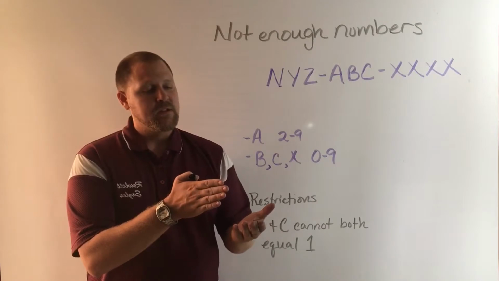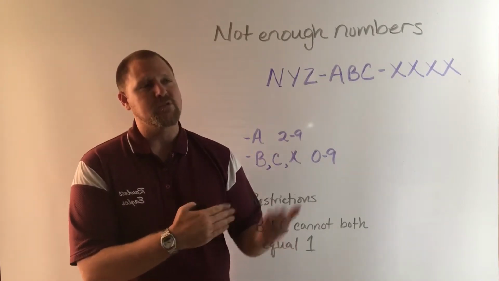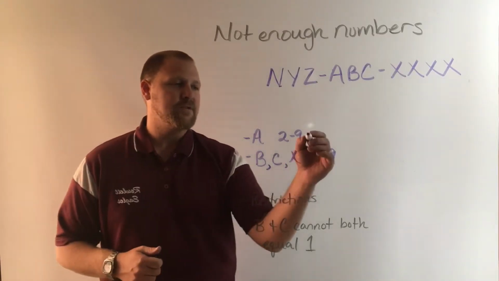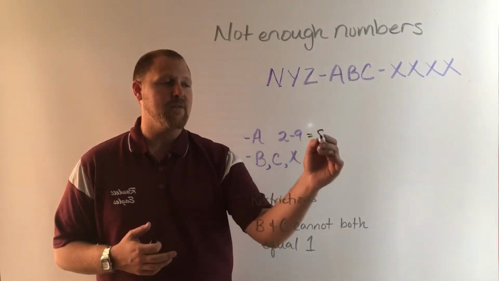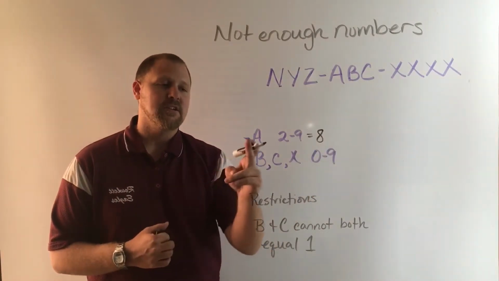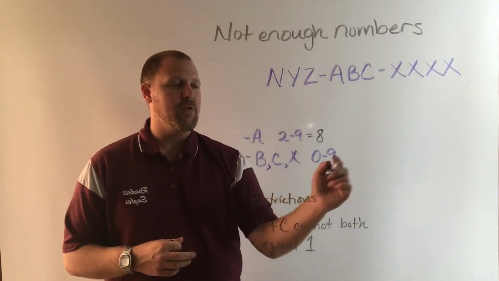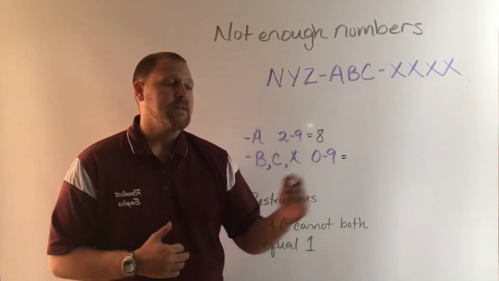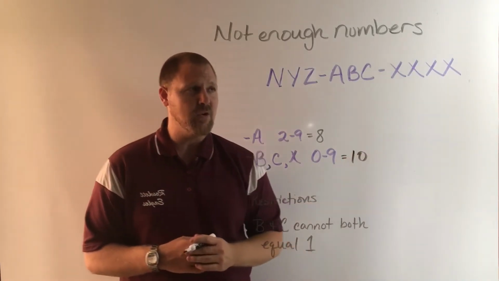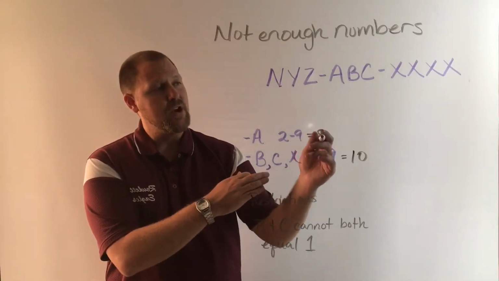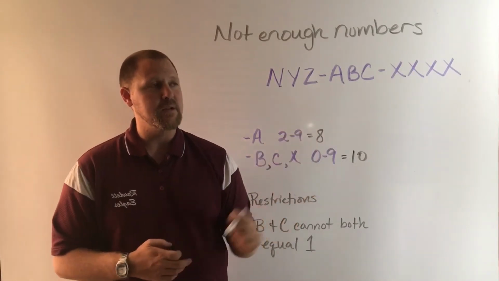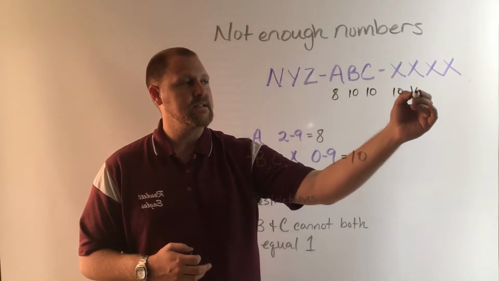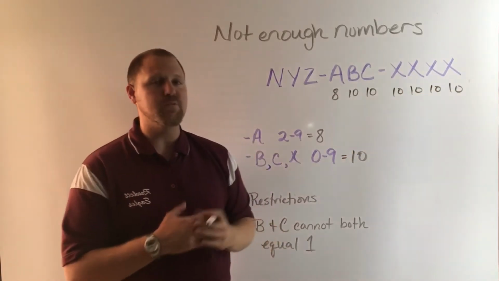So we have to account for these restrictions whenever we get our answer for what A, B, C, and X can equal. Here, 2 to 9, if you subtract those, you get 7. But remember, you've got to add 1. So that's 8 possible digits for the position of A. And then 0 to 9, it looks like 9 numbers. Most students will think it's 9 numbers, but it's actually 10 digits. The way I like to do it is to line the number up to the letter it can be. So A can be 8 digits, B can be 10, C can be 10, X, X, X, and X can all each be 10 digits.